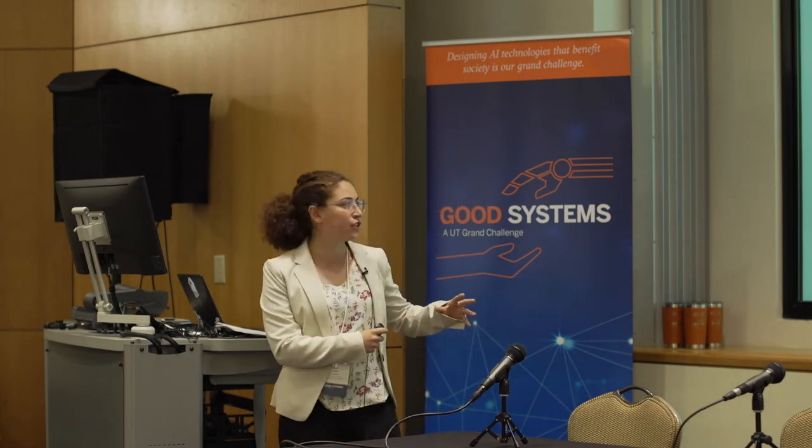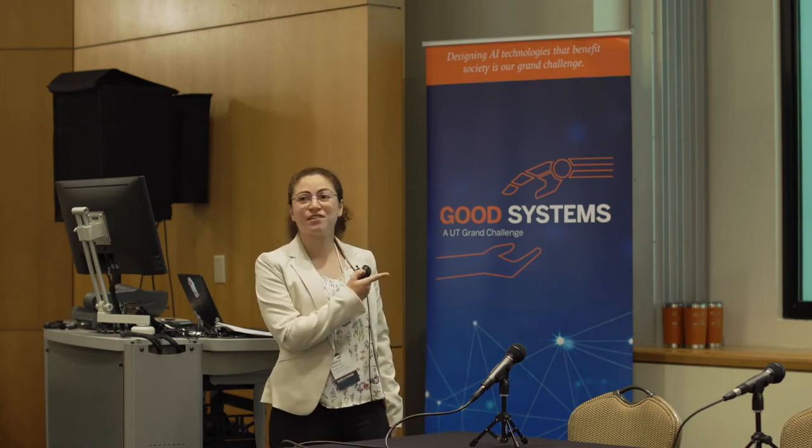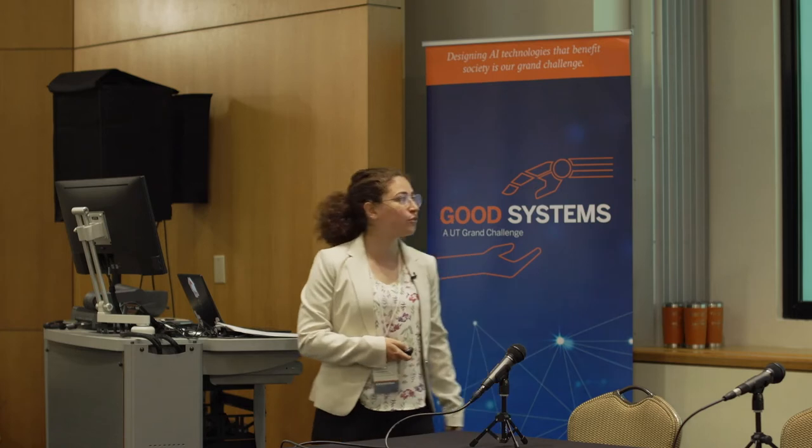because we're focusing on that specific level of severity of crashes. So we noticed, for example, black pedestrian crashes constitute 27.5% of the total number of crashes in Houston. However, in the population decomposition in Houston, the black population is only 17%. So if this were equitable, we should see 17% black crashes, but we see 27%, which indicates that it's much higher.